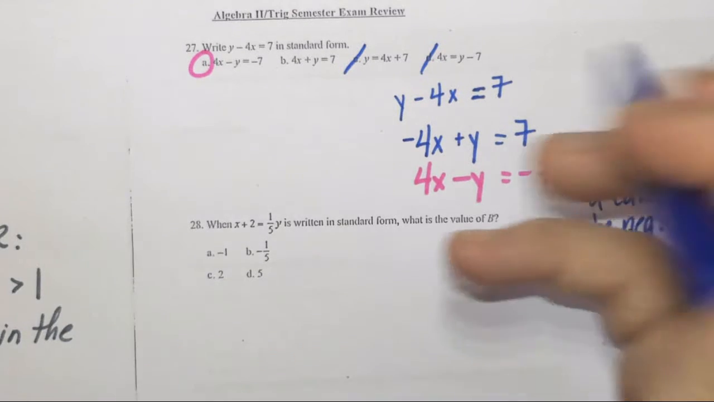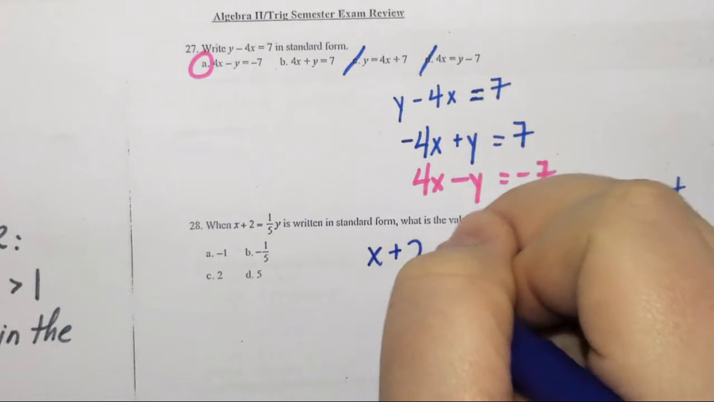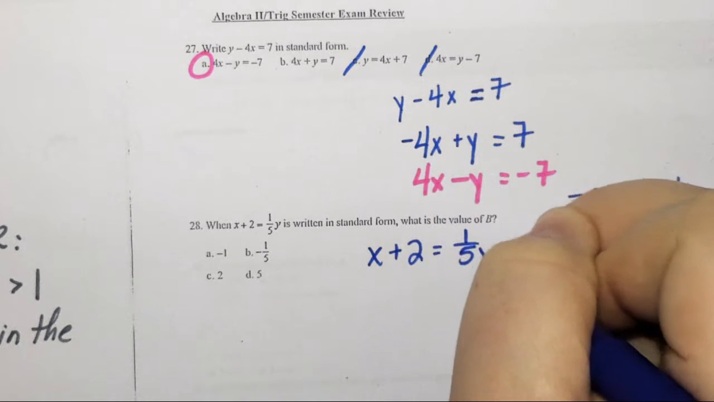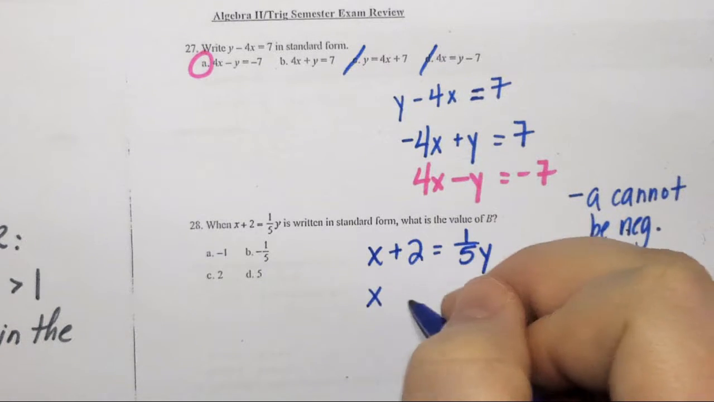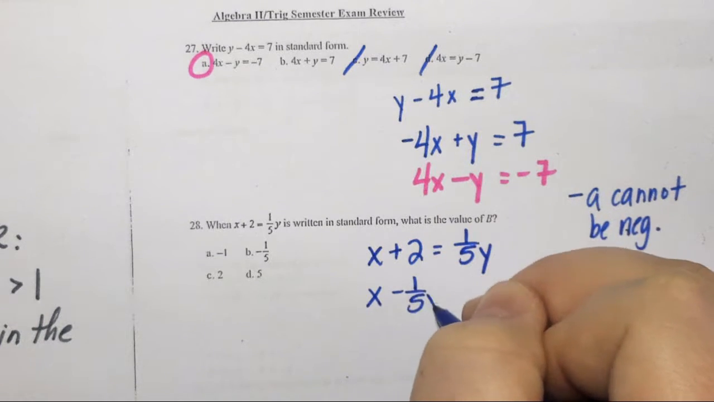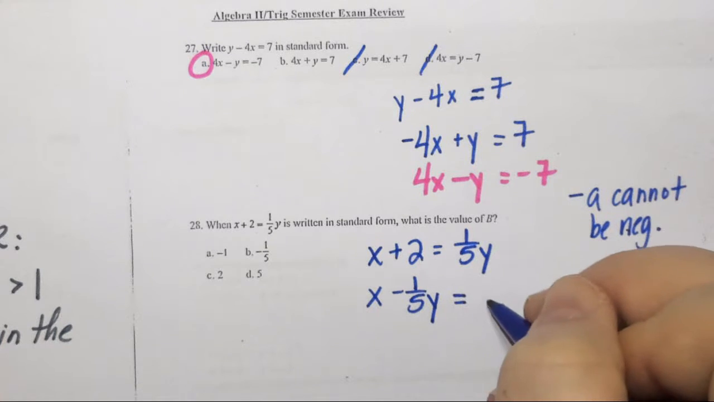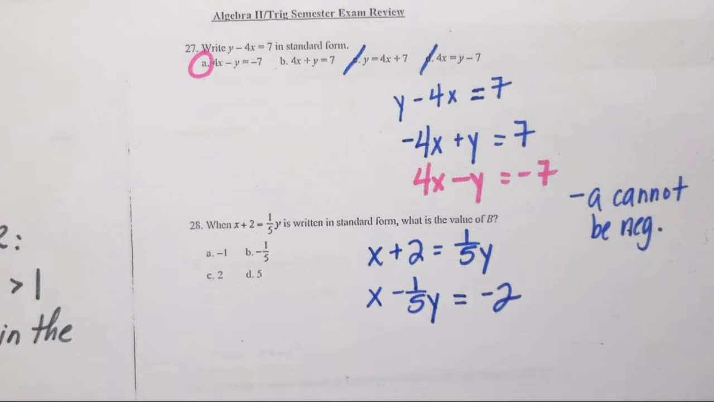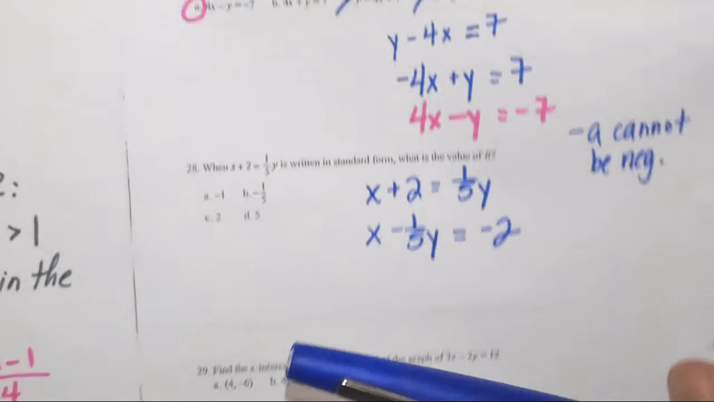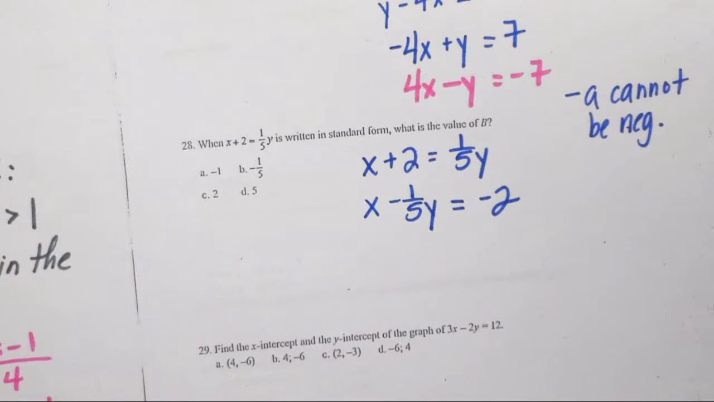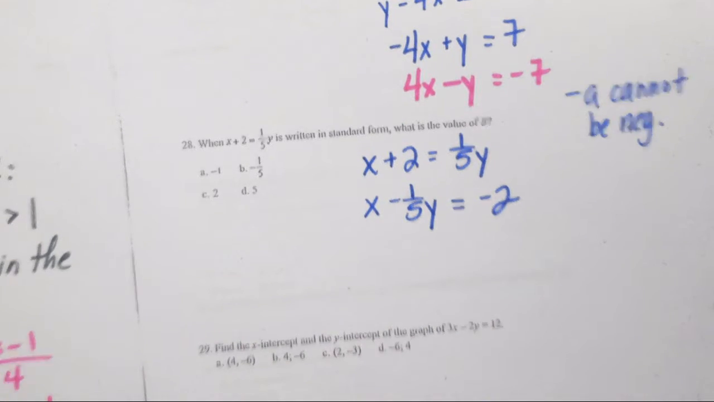Okay, so I, like Eric, on 28, saw x plus 2 equals 1/5 y. I subtracted 1/5 y and got x minus 1/5 y equals negative 2. And I, like Eric, said, oh, okay, ax plus by equals c, that's my b, so the answer is negative 1/5. And I would be incorrect.